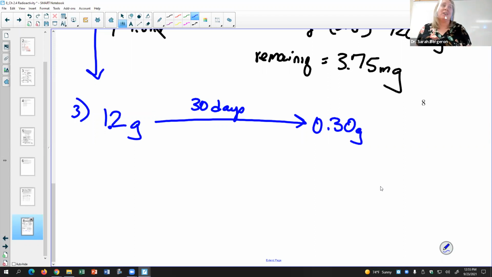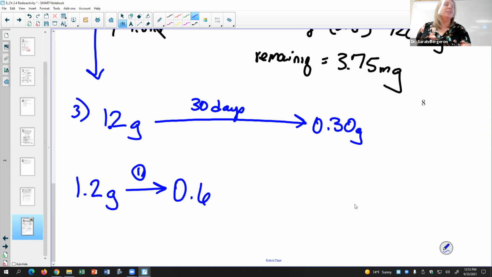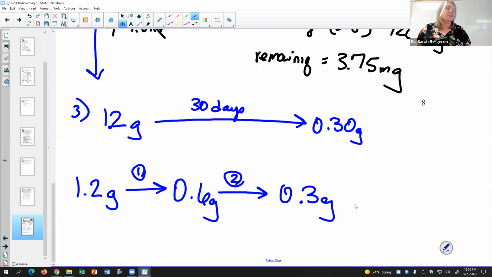It's simpler than you think. What happens if I have 1.2 grams of something and it undergoes 1 half-life? What do I get? 0.6. Have I gotten to my endpoint yet? No. So I need to go through a second half-life. What happens when I go through a second half-life? I get 0.3 grams. So how many half-lives have passed in that 30 days?